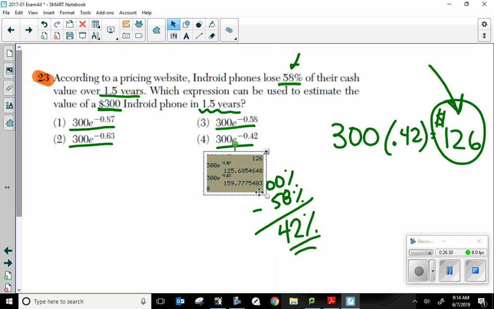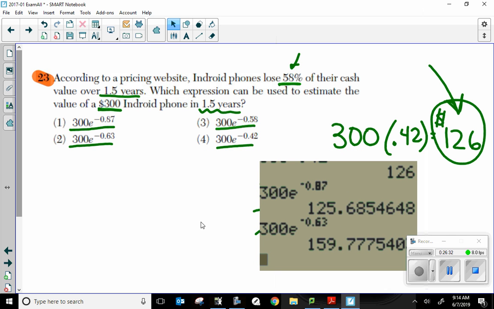So it is choice 1. That's our answer. That's the closest to 126. Choice number 1.